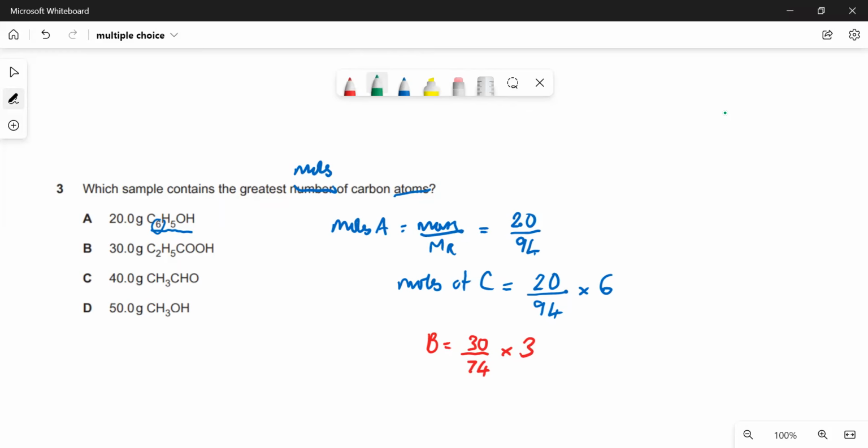Let's do C. So for C, we've got 40 as the mass over the MR of ethanol. Ethanol has got an MR of 44. There are 2 carbon atoms in there. And then finally, let's do D. So we've got 50. The MR of methanol is 32. And there's only 1 carbon in there, so it's times 1. So let's just roughly see what that is.